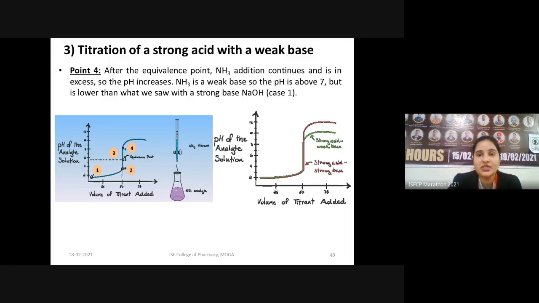Since we are dealing here with titration of a strong acid with the weak base, the addition of the weak base is not going to increase the pH of the solution to that extent, whereas the pH of the solution was increased to much more extent when we used a strong base, because we know that the strong base is going to release OH negative ions more rapidly. It will behave as a stronger base. So this is the difference which is observed in the two cases. The upper curve will be different in the two cases.